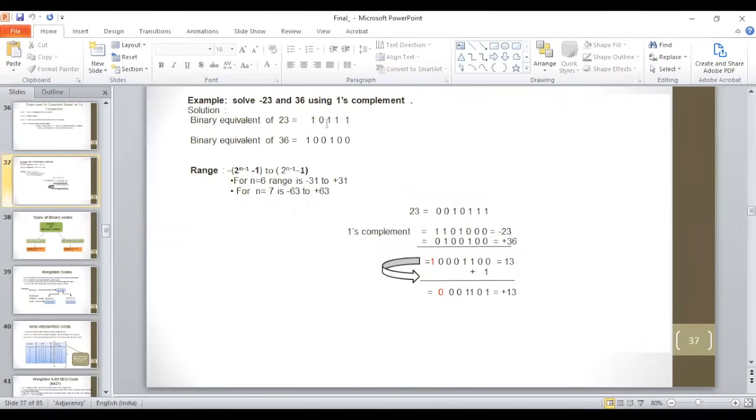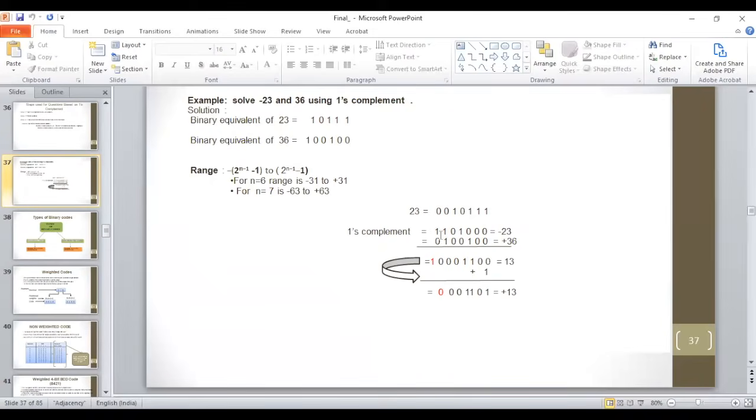Now write 23. You know very well how you can write 23. Don't use BCD over here, please. I keep on repeating, don't use BCD. BCD comes into the system only whenever it is asked for. Otherwise, no. So write the binary of 23, simply.